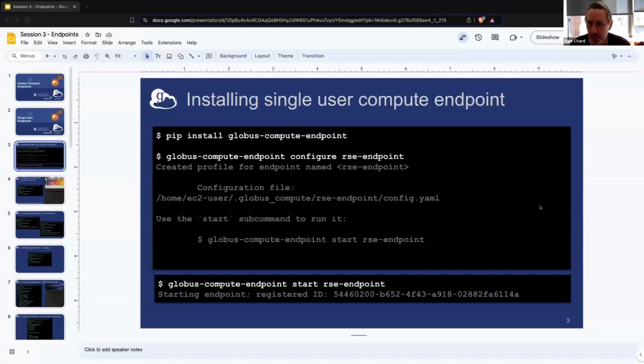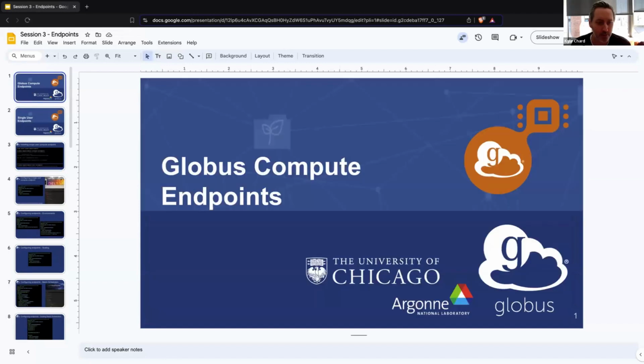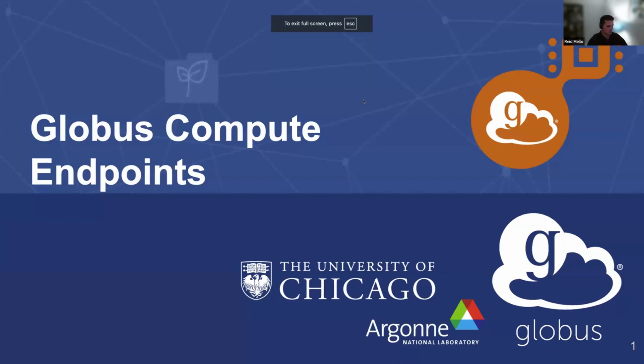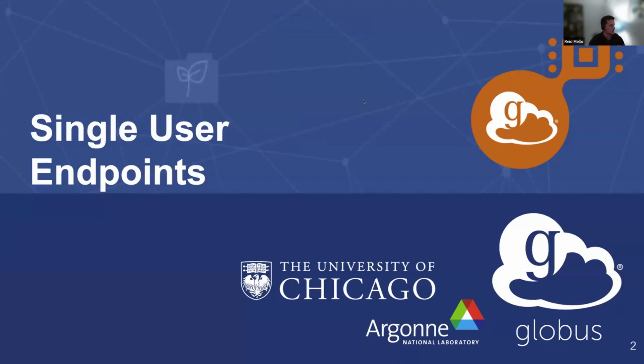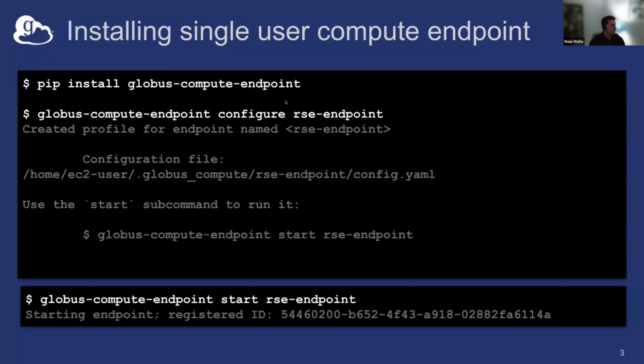Anyone that wants to try this out, probably Docker is your best bet, or SSH into a system to which you have access. Is that right, Reed? Yeah, I'm actually going to go through that real quickly. Okay, right. Of course you are. So, all right. I'm Reed Mello. I'll cover endpoints, and the first type of endpoint I'll cover is single user endpoints, and that's a bit of what Yadu had already discussed.